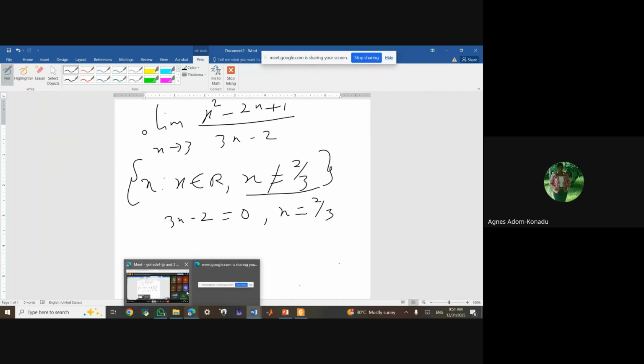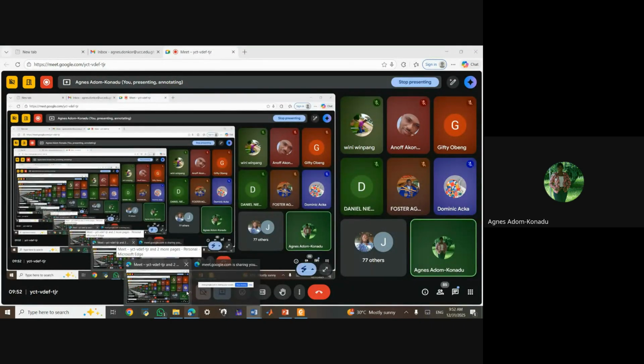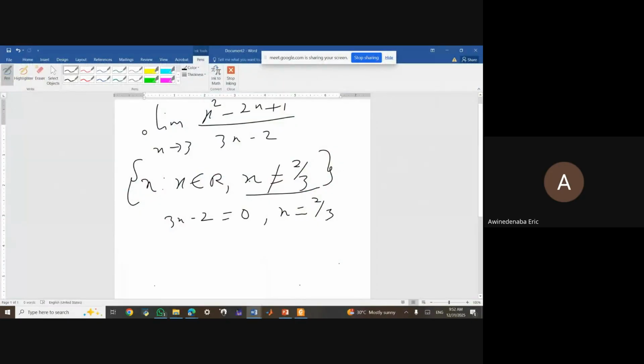Do you all agree that 3 is in the domain? Yes. Okay, so 3 is in the domain. So what value of x is not in the domain? 2/3. So it is only 2/3 which is not in the domain, but 3 is in the domain.